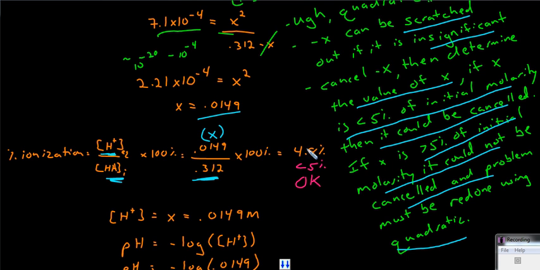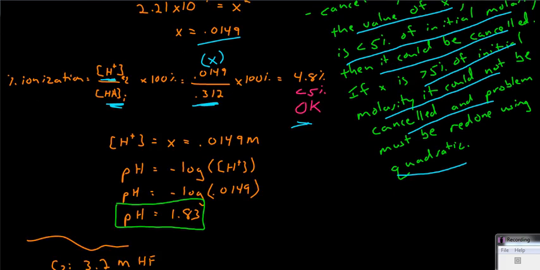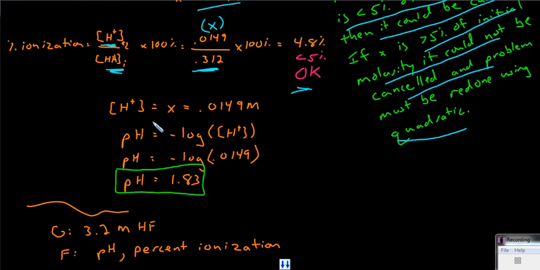However, if it were greater than 5%, then you would need to redo the problem, not canceling out x, and you'd have to use the quadratic. Okay, so it was okay to cancel out x, so move on. What's the pH? Well, plug in that the concentration of protons is equal to x, which is equal to 0.0149 molar, and so you find that the pH is 1.83.